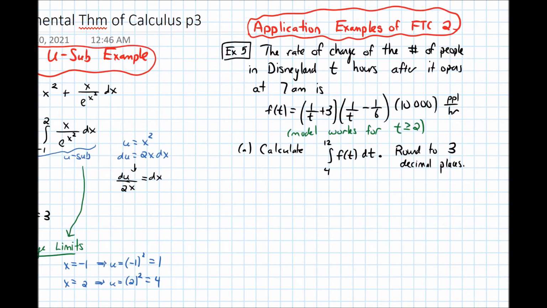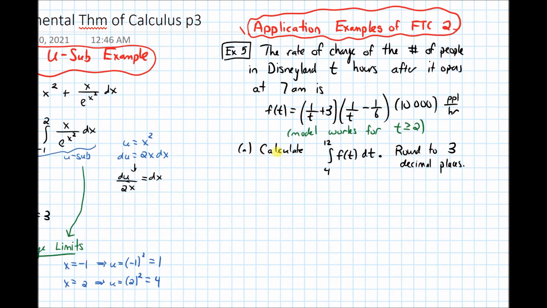In this video, we will talk about some application examples involving the FTC Part 2. So in the first example, it says that the rate of change of the number of people in Disneyland t hours after it opens at 7 a.m. is f of t equals this function here. And the units are in people per hour. And this model works for t being greater than or equal to 2.